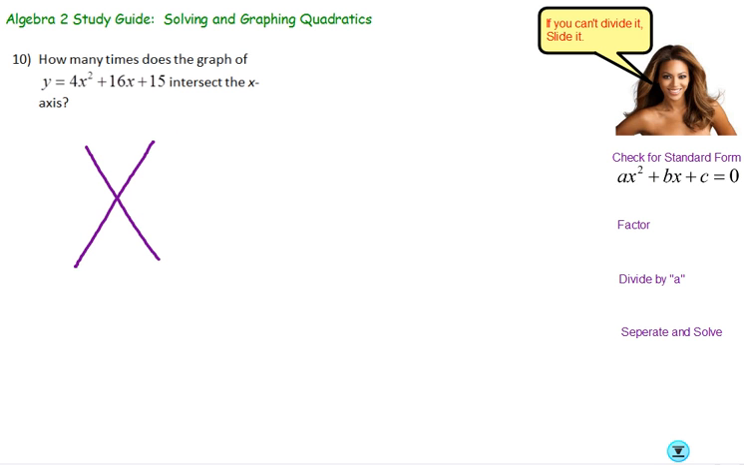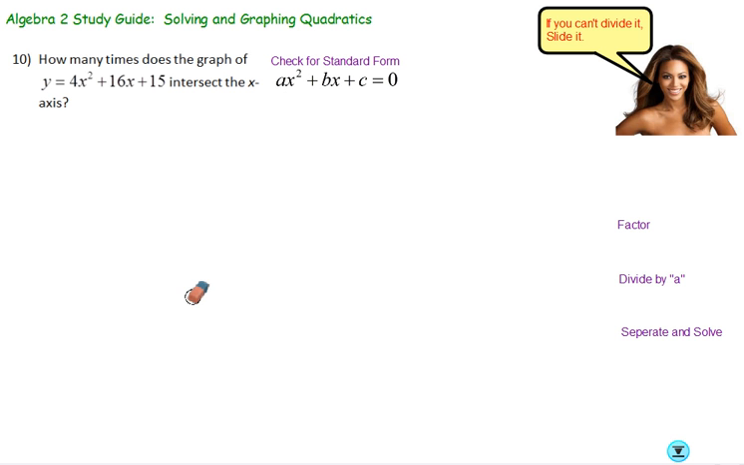And by the way, as far as checking for standard form, if you notice here, really this is in standard form. We just need to put the equals 0 on the end of it. Actually, let me move this real quick. So I would just rewrite that as 4x squared plus 16x plus 15 equals 0. And then we can factor it from there.